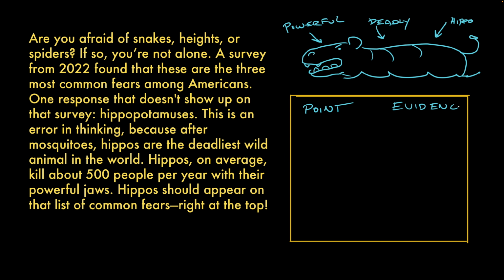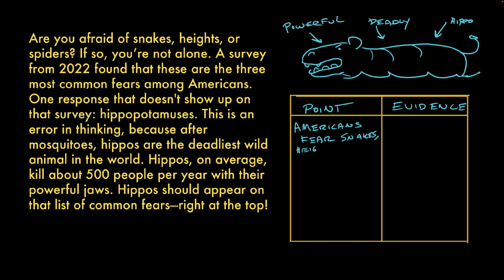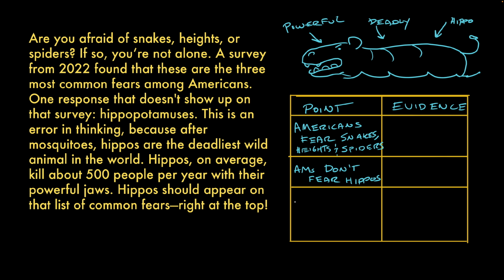Procedure time. Let's identify the points being made in the text. Americans are most afraid of snakes, heights, and spiders. That's the author's first point. Their next point is that Americans don't fear hippos. I've written AMS there just to keep it small. And their last point is that Americans should be really afraid of hippos because they're super deadly. Step 2, what evidence do they use?